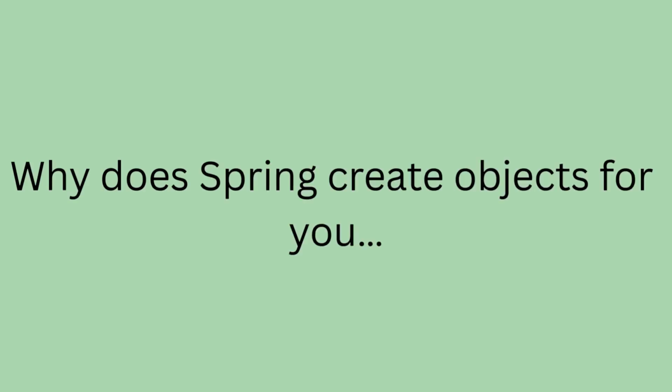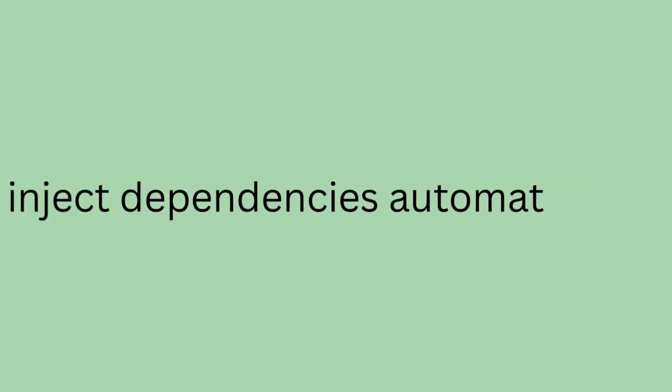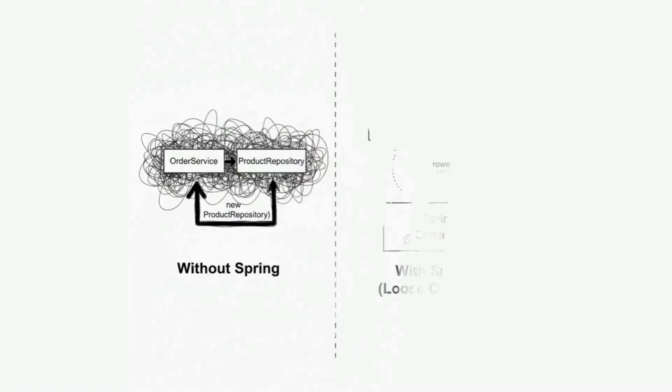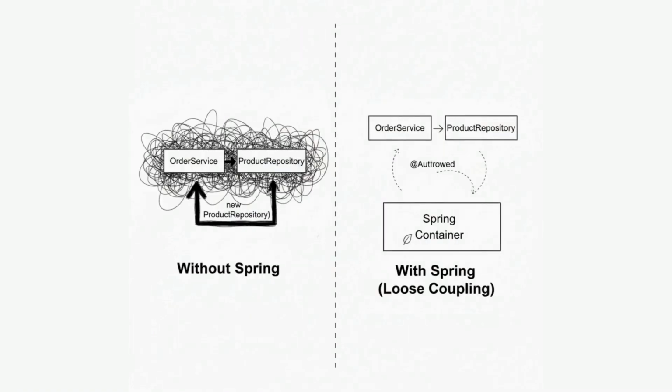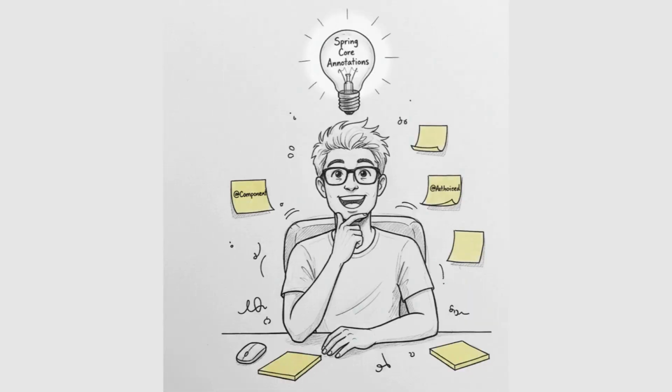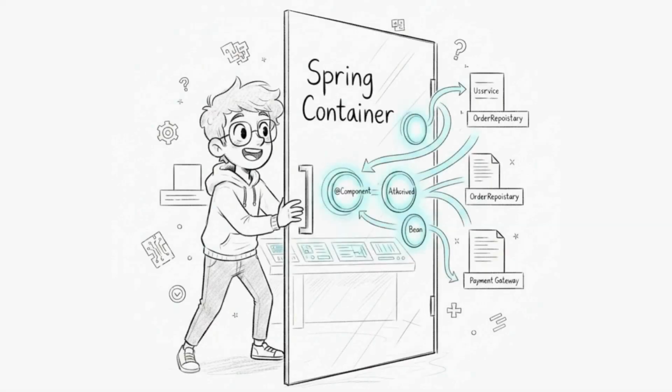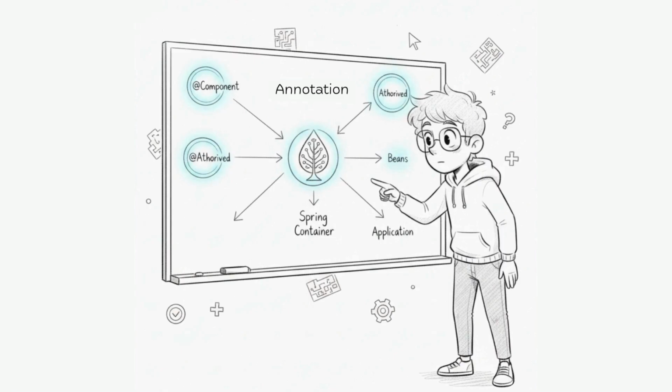Why does Spring create objects for you, inject dependencies automatically, and still keep your application loosely coupled? The answer is Spring Core Annotations. With just a few annotations, Spring decides what to create, when to create, and how to wire everything together. Without XML, without manual object creation, and without tight coupling. In this video, we will break down the core annotations that make this possible and understand how Spring actually thinks.